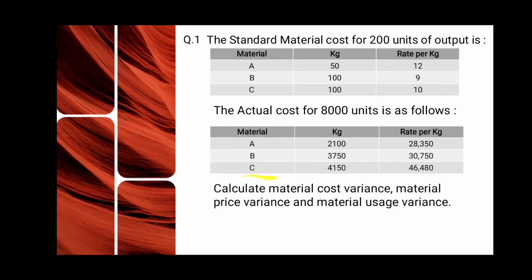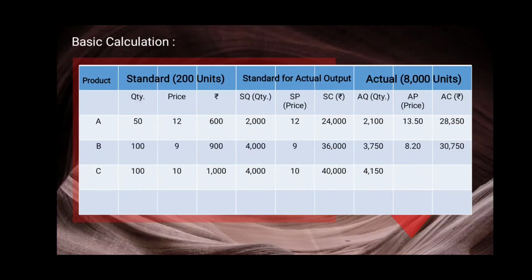Next, for material C, kg is given as 4,150 and rate per kg is given as 46,480. So we'll record it 4,150 as actual quantity for material C and the actual cost is 46,480. So actual price will be 11.20.